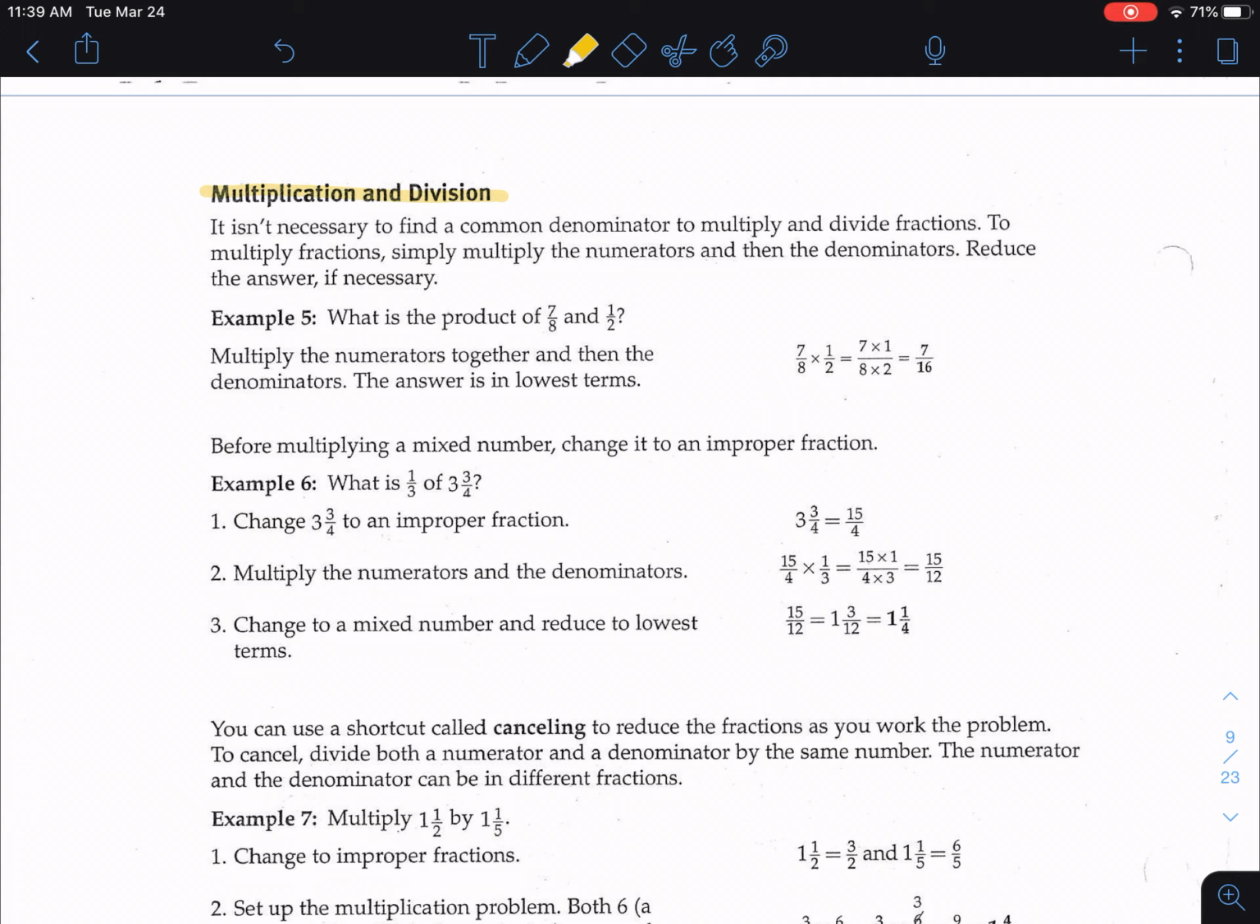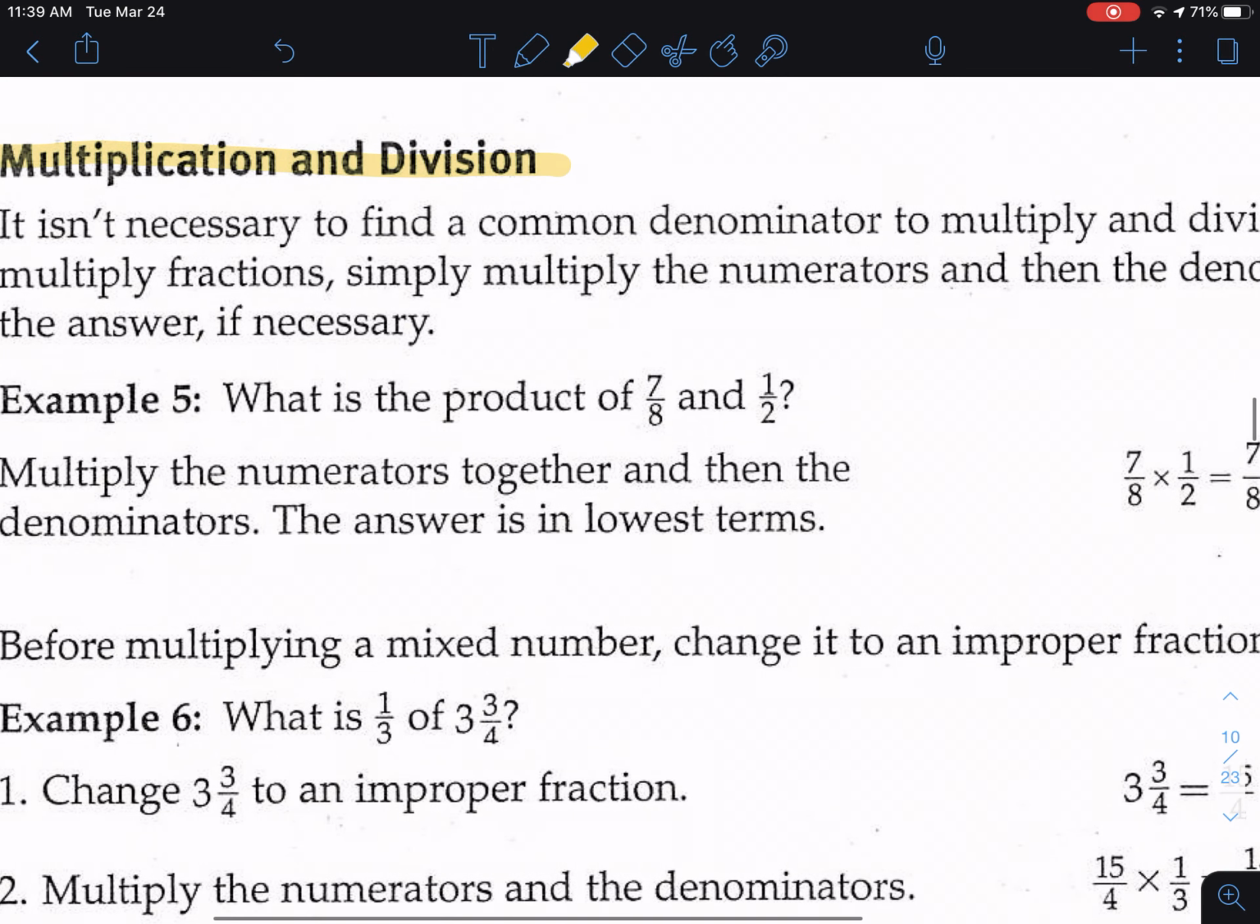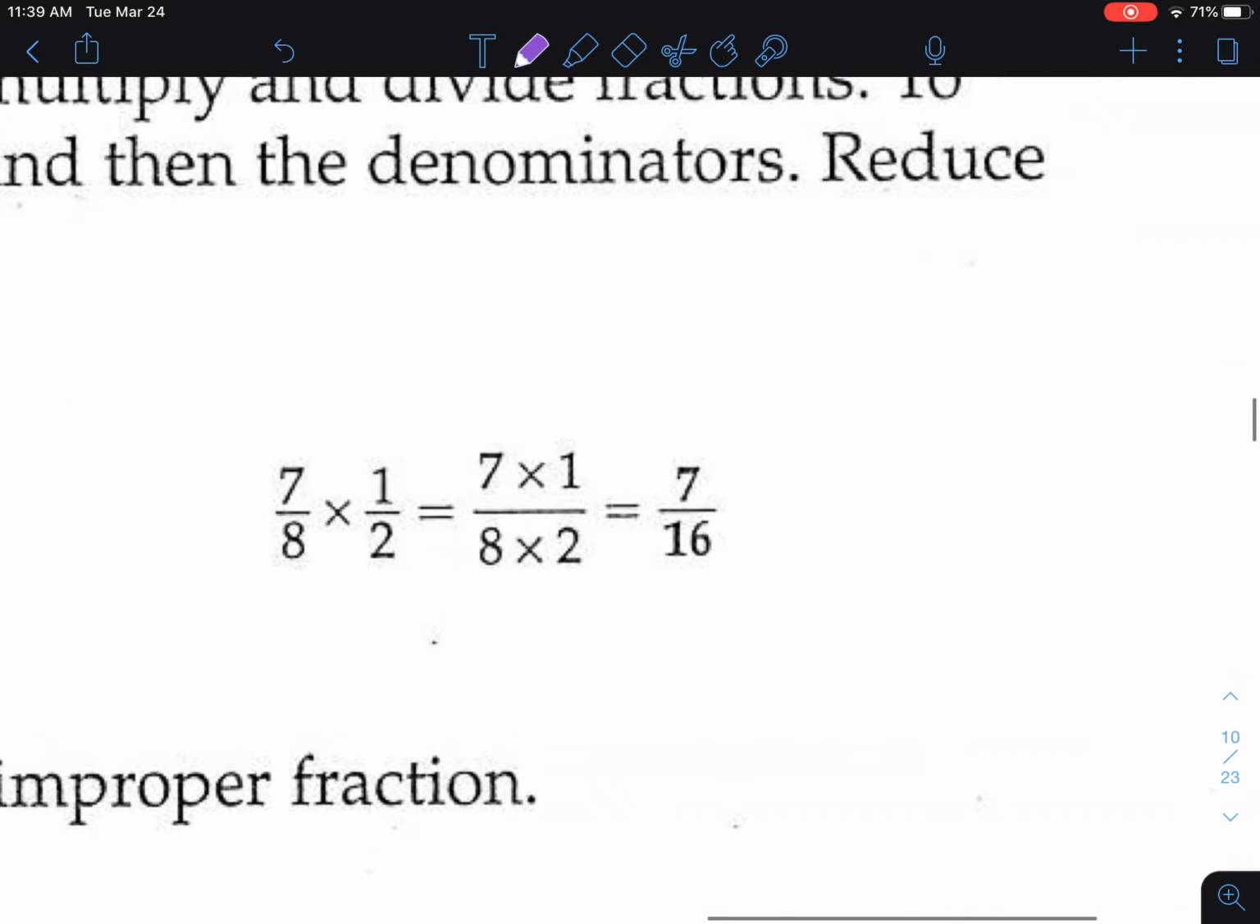The good news about multiplying and dividing fractions is that for me personally, this is way easier than adding and subtracting fractions, because it doesn't matter what the bottoms are. You can just do it straight across. So now remember, when you see this, what is the product? That word product is a clue for multiply. It says, what is the product of 7/8 and 1/2? So we're going to multiply them straight across, and then we're going to reduce them if we can.